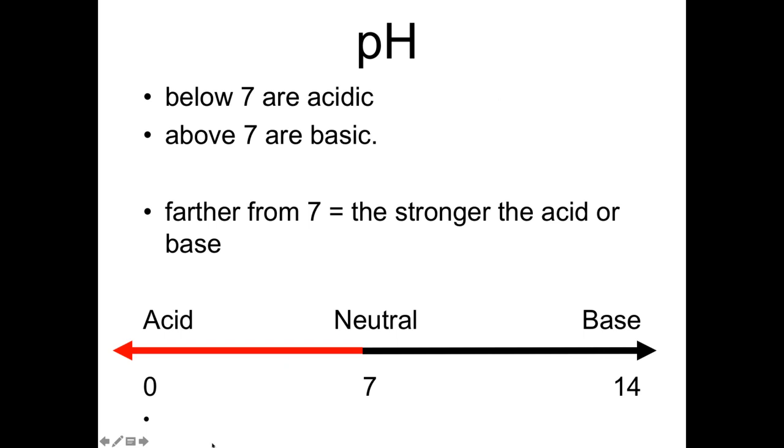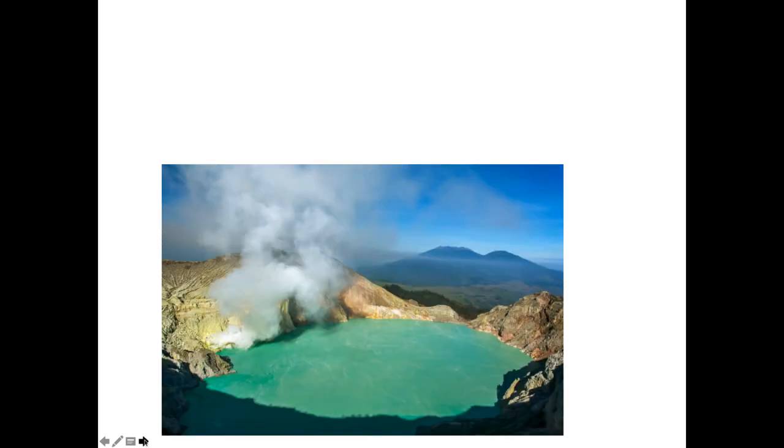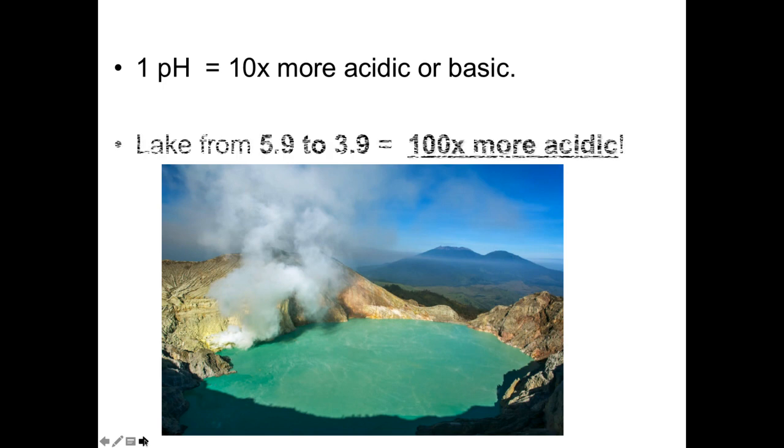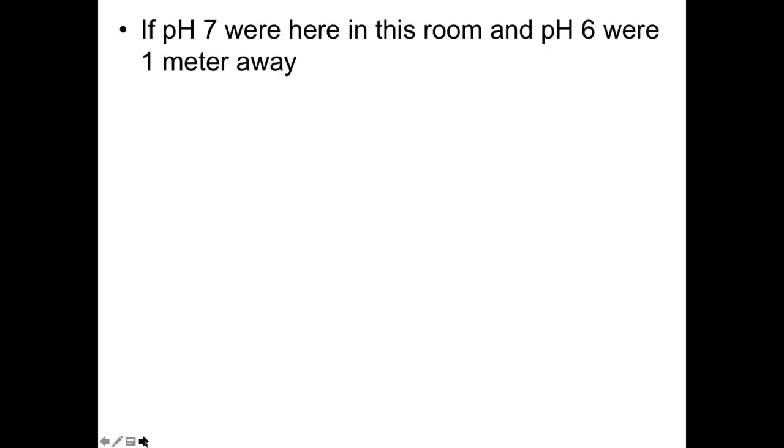And then the other key component when it comes to pH is that one pH unit moves logarithmically. So one pH unit is actually 10x more acidic or more basic. So if the lake goes from a 5.9 to a 3.9, it's actually 100 times more acidic than it was previously.